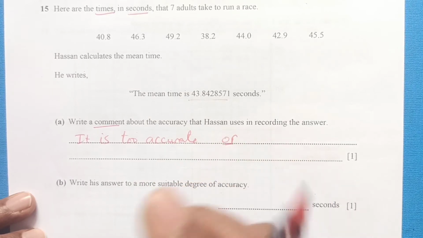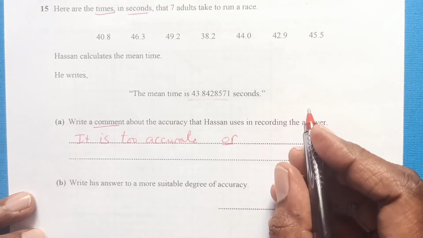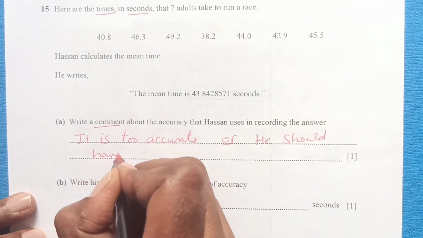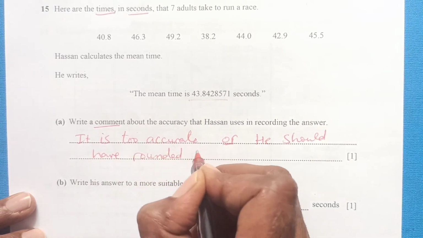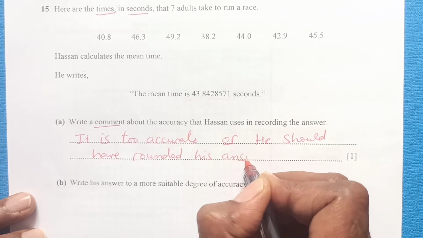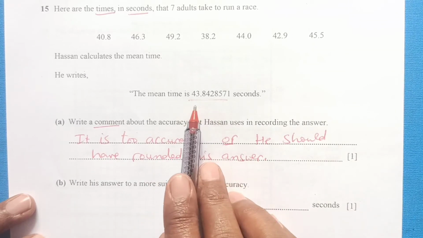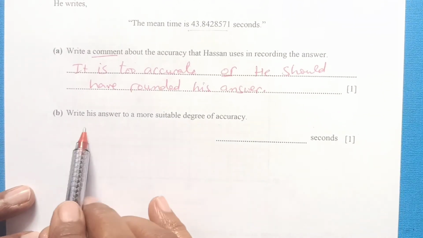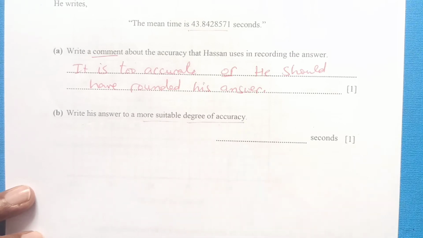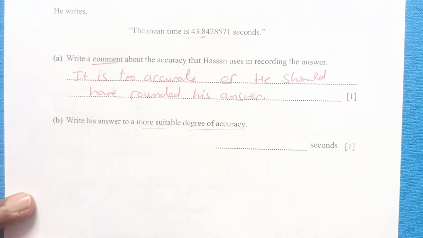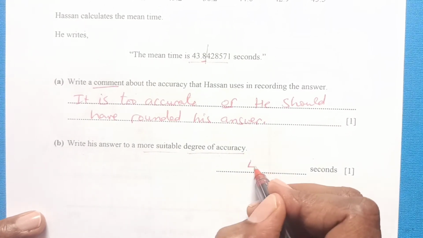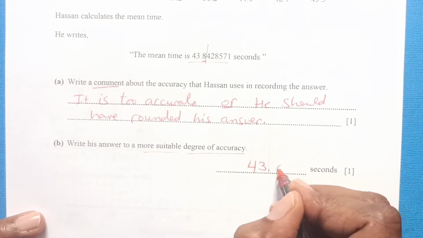Or we can even say he should have rounded his answer, because we usually round if we get so many digits after the decimal place. Now, write his answer to a more suitable degree of accuracy. Usually we can write it up to 3 significant figures. If you see here, this digit is less than 5, so the answer will be 43.8 seconds.